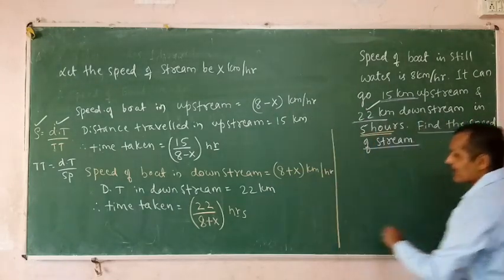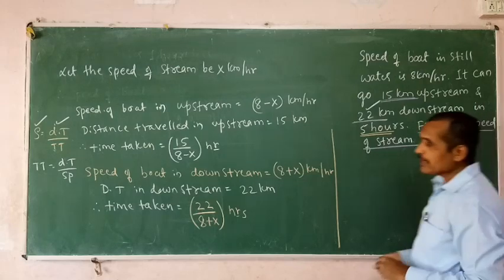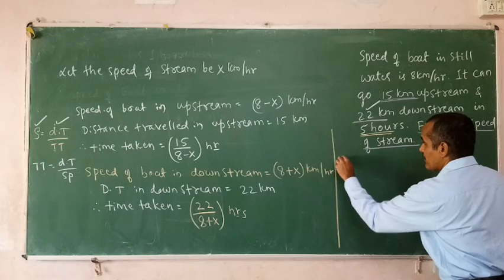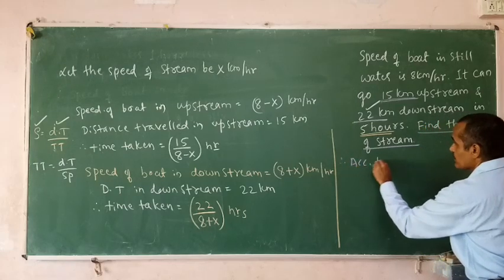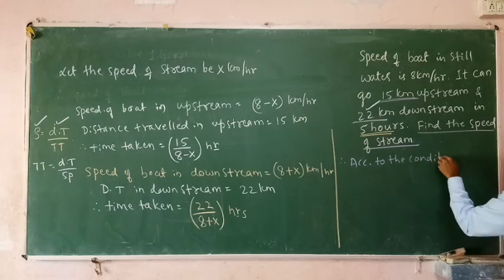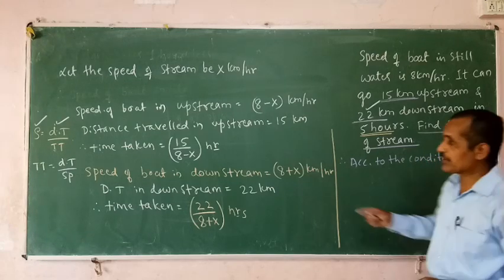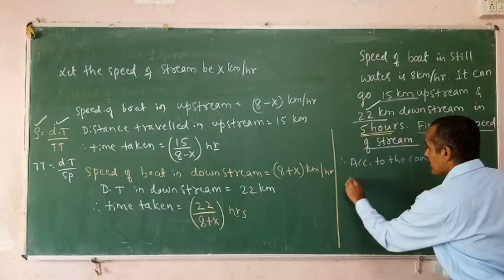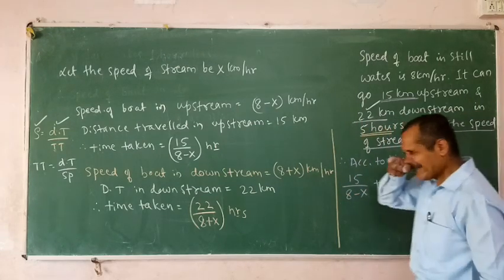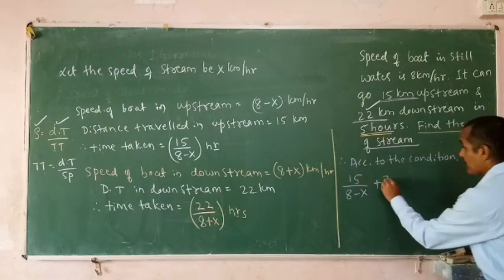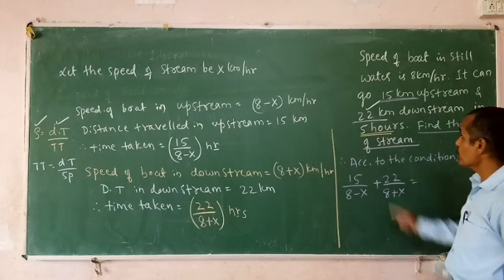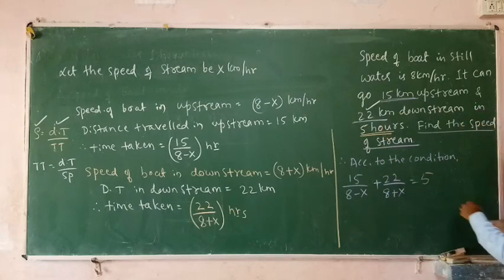Now it is very simple. According to the condition, both the time taken can be added. I will write, therefore, according to the condition. What is it according to the condition? 15 divided by 8 minus x plus 22 divided by 8 plus x is equal to 5 hours.